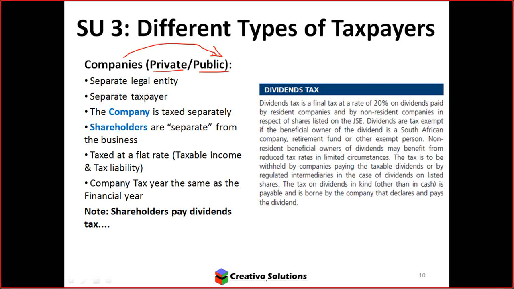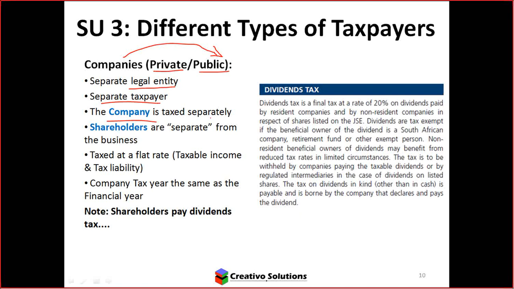That's the big difference. From a legal identity point of view, they're exactly the same. They're separate. From a taxpayer point of view, they're exactly the same. They pay their own tax. A company is taxed separately, and a company will be taxed according to the various rules. So either 28% or SBC or micro, depending.